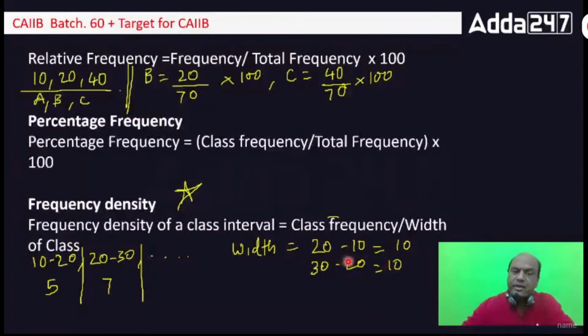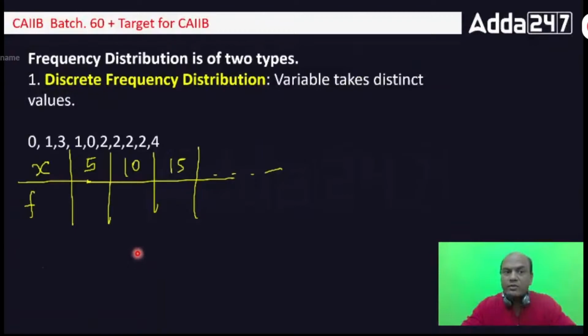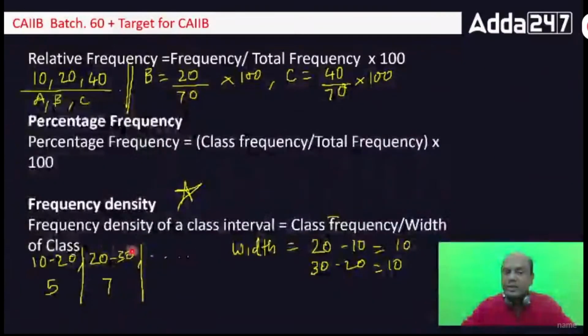So 10. Suppose I ask you frequency density of 20 to 30. It will be frequency of 20 to 30, that is 7 upon 10. And if you want, multiply it into 100. So frequency density equals the frequency of this individual class divided by the width of the class. Width is upper end minus lower end of the class only.